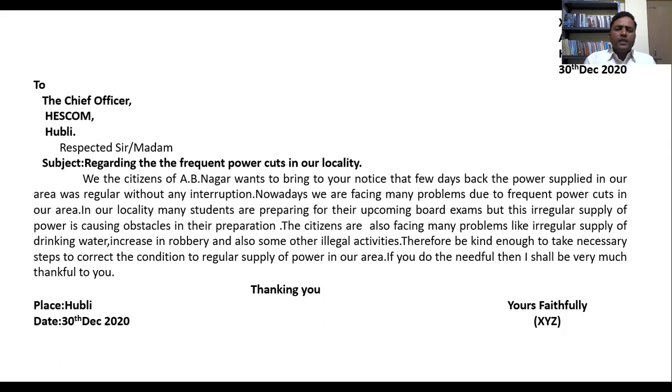What is the subject here? The subject here is frequent power cuts in our locality. That you should write like this: regarding the frequent power cuts in our locality.